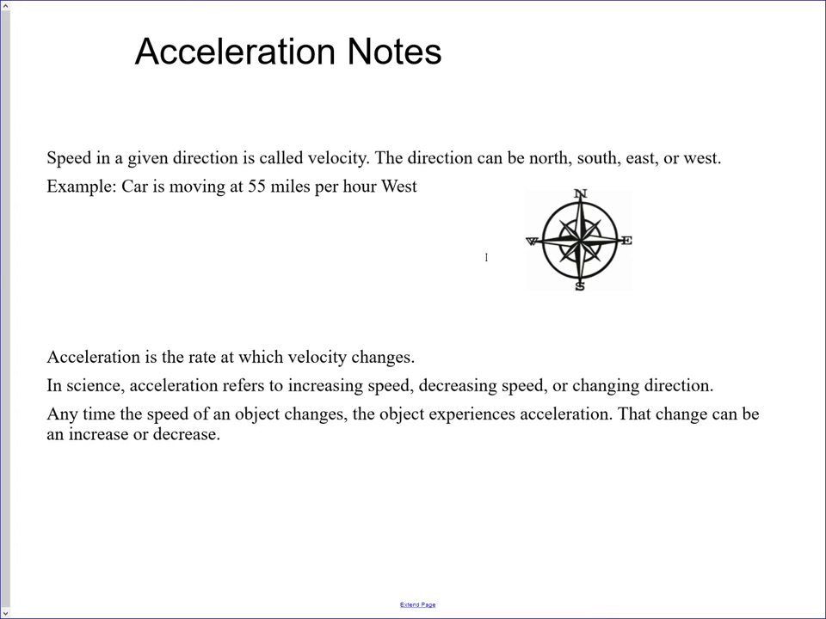A lot of times, what you'll notice is when we hear that word every day, like, oh, I was accelerating, or my car was accelerating, or I was accelerating at the finish line, we always think of it as just an increase in speed. But in science class, that word acceleration can refer to an increase, a decrease, or a change in direction. So there are three examples of when something can be accelerating. Try to get that into your head, because sometimes it's a little bit difficult. When we hear that word acceleration, we just think increase, but it also includes a decrease in speed and a change in direction as well.